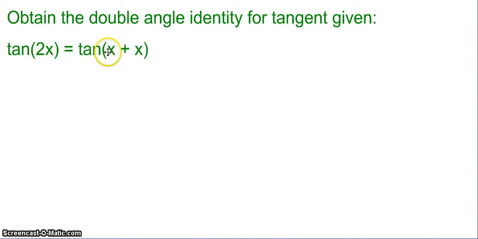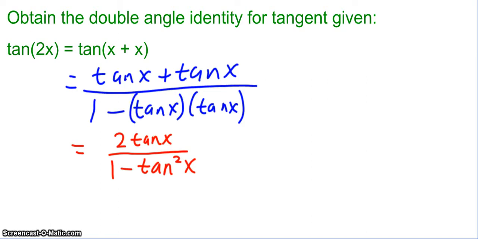Tangent of 2x equals tangent of x plus x. Pause the video and unpause when you're ready to check your work, but come up with the double angle identity for tangent. Okay, I was kidding when I said it was actually more work. So all we have to do is plug this into the tangent sum formula, so I get tangent of x plus tangent of x over 1 minus tangent of x times tangent of x. The numerator becomes 2 tangent x, the denominator becomes 1 minus tangent squared x, and we're done.